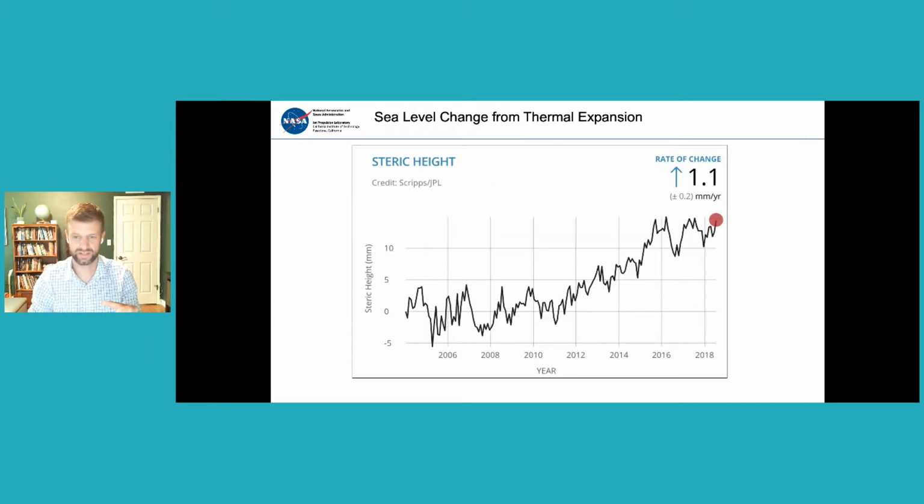We can average all these together. I don't have any fancy videos to show of an Argo float drifting in the ocean, but if we take those observations at global scale, these observations started about 2005. So over that time period, we're looking at about 1 millimeter per year of sea level rise.